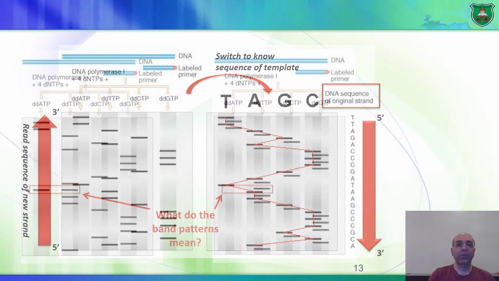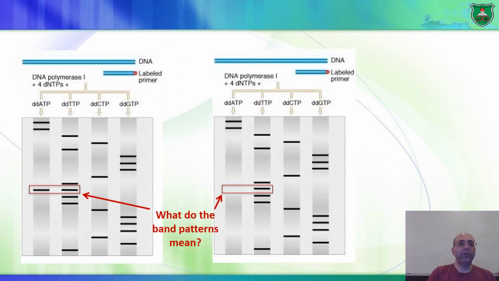So let's say that we have two bands that appear at the same level. So they have the same size. Okay, what does that mean? Shouldn't there be just one band? Well, not necessarily true. You can have two bands having the same length. Remember, we are diploid, our cells are diploid. Okay, so we have two chromosomes.